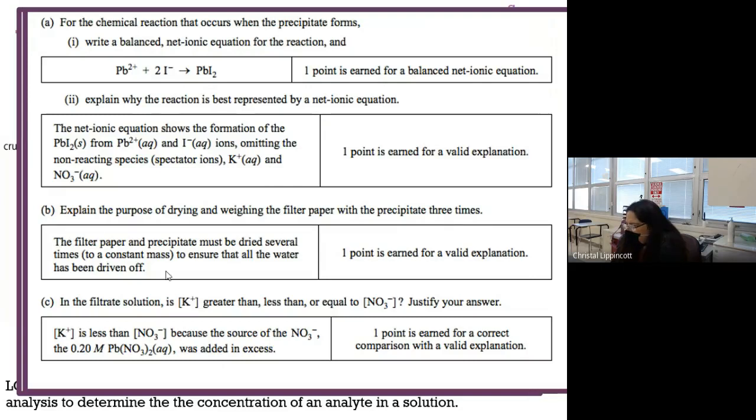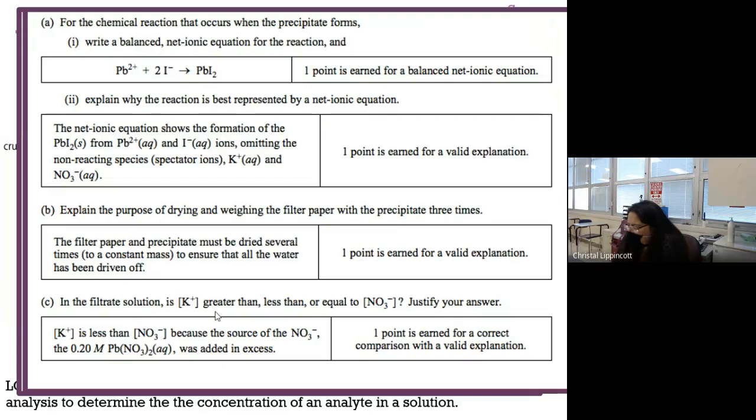Explain the purpose of drying this and weighing it 3 times. Filter paper and precipitate has to be dried several times to make sure that all the water has been driven off. If that water's still in there, it's going to change your values because it's going to assume that the mass of that water is mass of this lead iodide, and it's not.